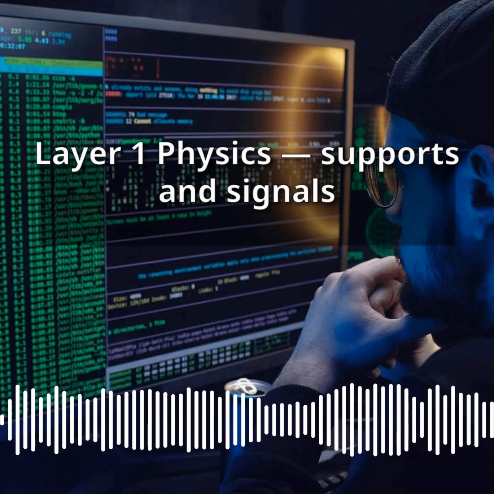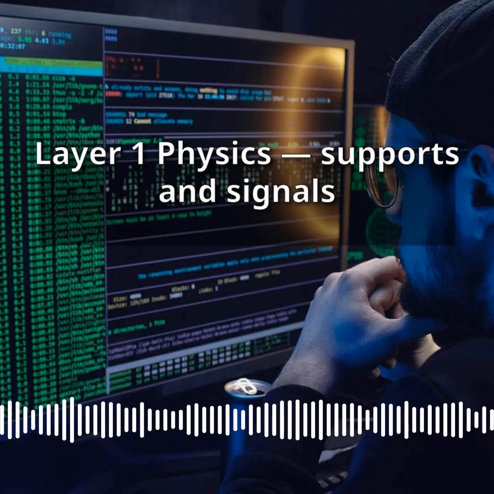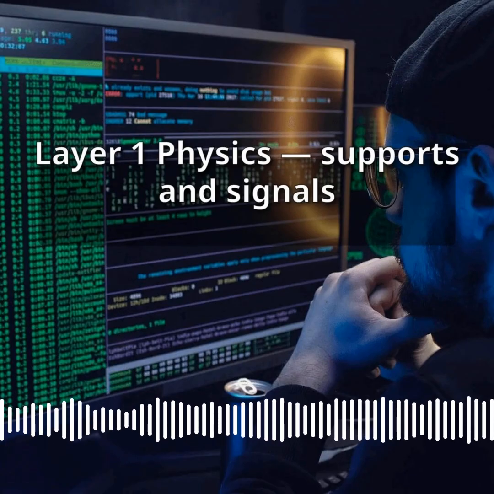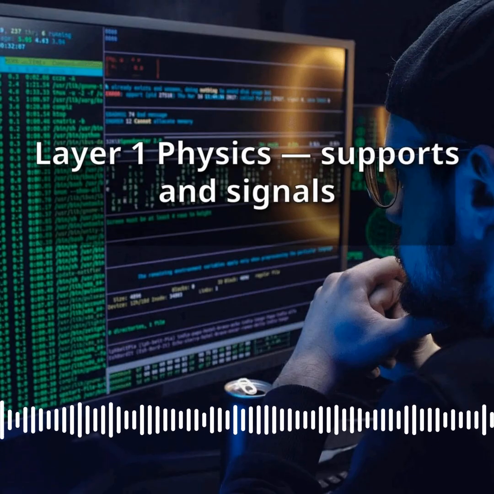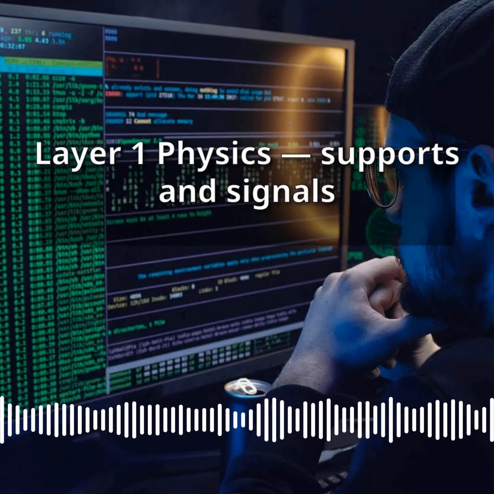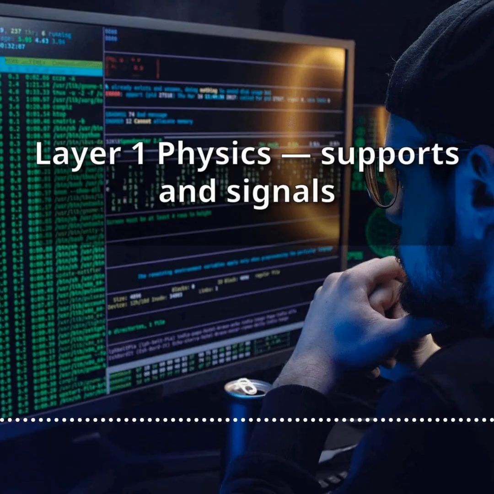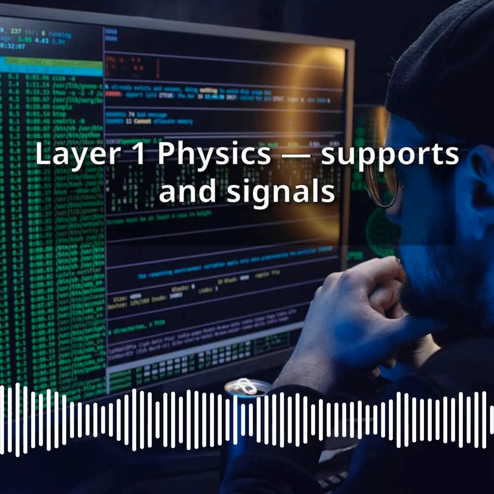You have already explored what the OSI model is, how encapsulation works, and what IP addresses and packets look like in practice. You even observed real network traffic with tools like Ping and Wireshark. Now it is time to go deeper into the foundation of all of this, the physical layer, known as Layer 1 in the OSI model. Without Layer 1, no data can travel anywhere.